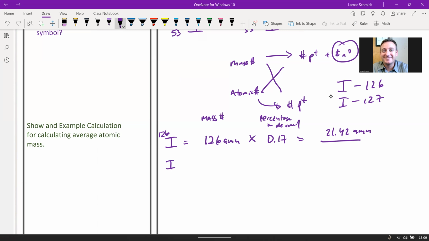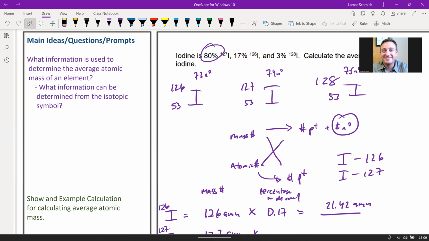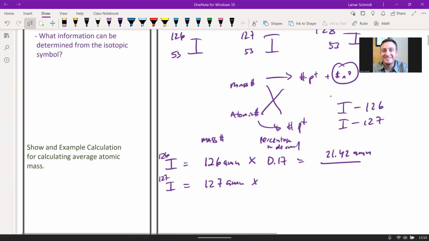We're going to do the same thing for 127. Now 127, we have 120. Well, there you go. I wrote down the wrong number. 127 AMU. And what's the percentage? What does it say the percentage is? 80. You do not have to figure out these percentages. That information is going to have to be given to you. The only way you would know how to figure that out is if you had a mass spectrometer and you took a sample of iodine and ran it through there and had it calculated for you. There's no way you're going to determine that there's 80% of isotope I-127, other than running a mass spectrometer. So in no way are you expected to know that information. It has to be given to you.